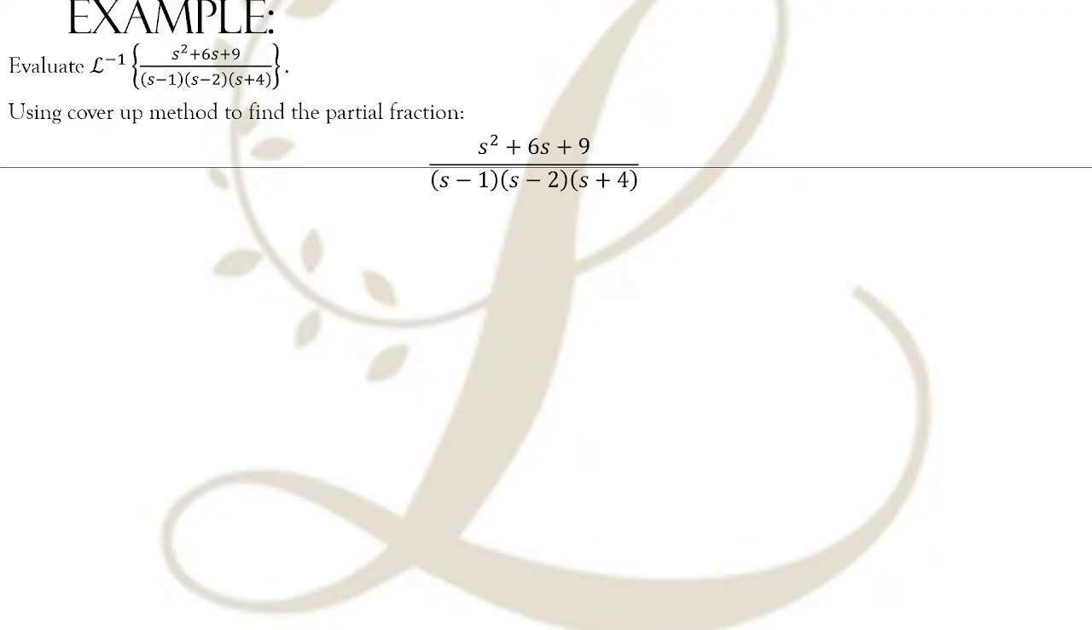So in this case, if you see s square plus 6s plus 9 divided by s minus 1, s minus 2, s plus 4, we first take the partial fraction of it, which is usually taken as a divided by s minus 1 plus b divided by s minus 2 plus c divided by s plus 4. But we find their values directly.